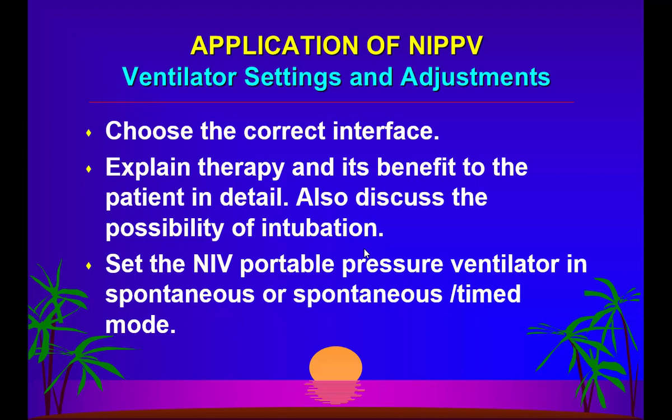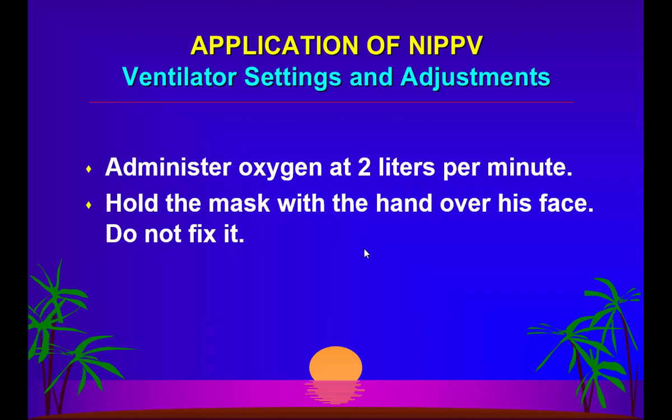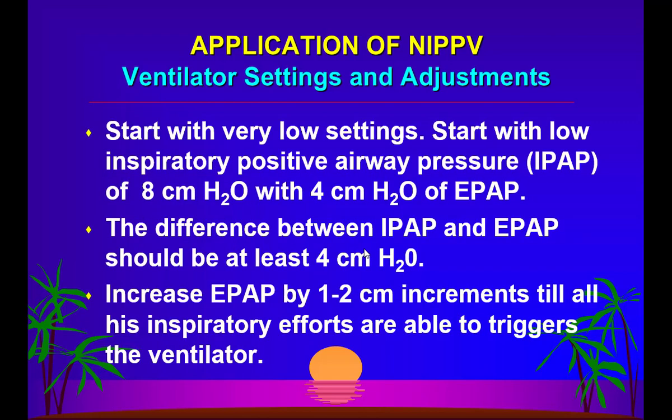Now set the NIV portable pressure ventilator in spontaneous timed mode. Oxygen is initiated. Now first thing, you would hold the mask by own, do not strap it. Just put the mask over the face and see how the patient is breathing, how the patient is accepting it. Okay. Hold the mask for 3 or 4 minutes. Then ask the patient to hold the mask on his own so that you understand now he is accepting it. Right. So that is an important step. Friendship. You have to be friendly with the patient. You have to make the patient familiar with the machine and make the machine friendly with the patient. So that is very, very important.